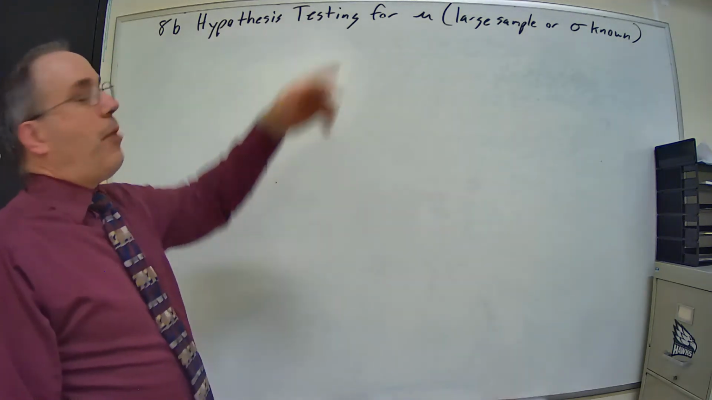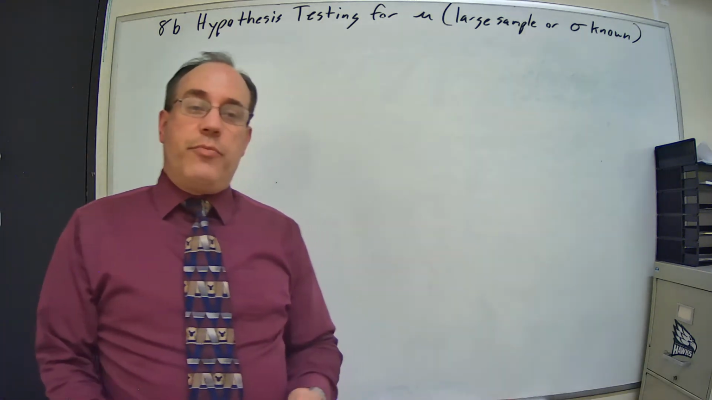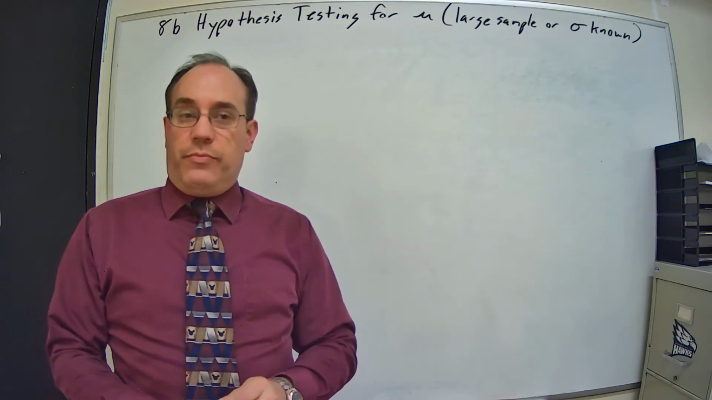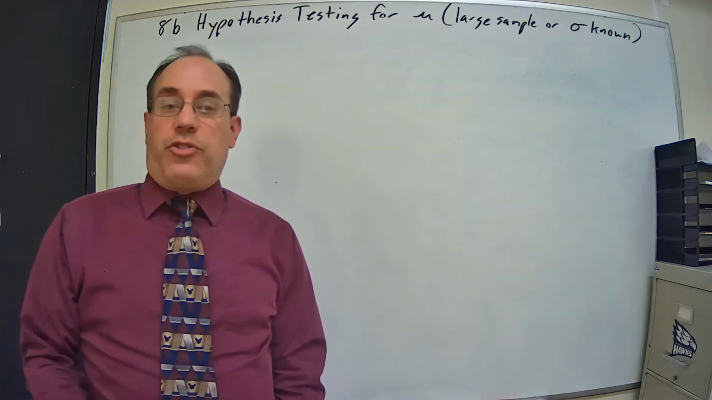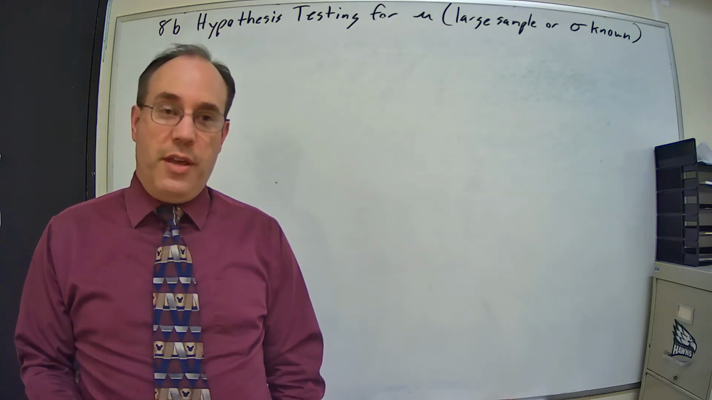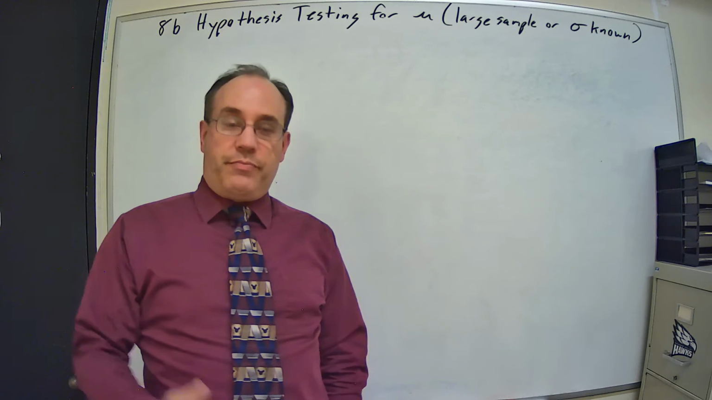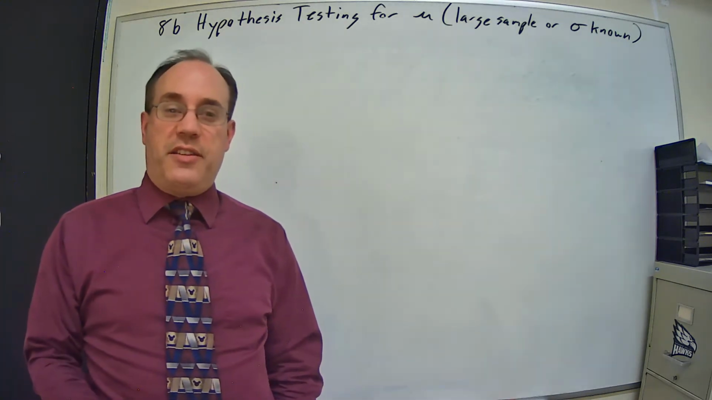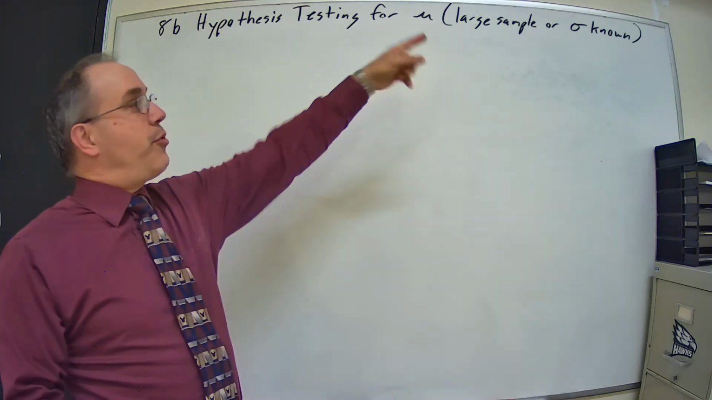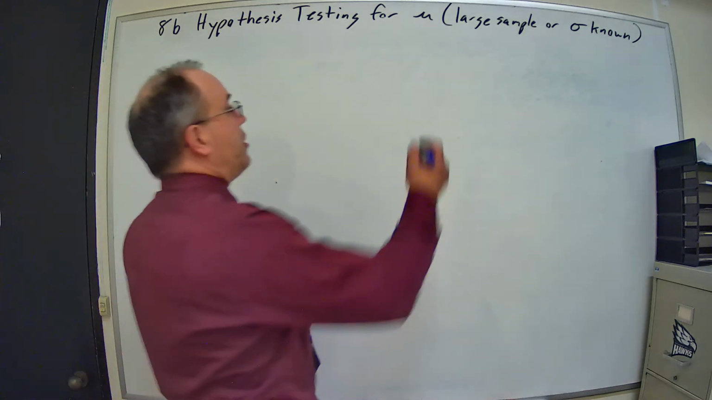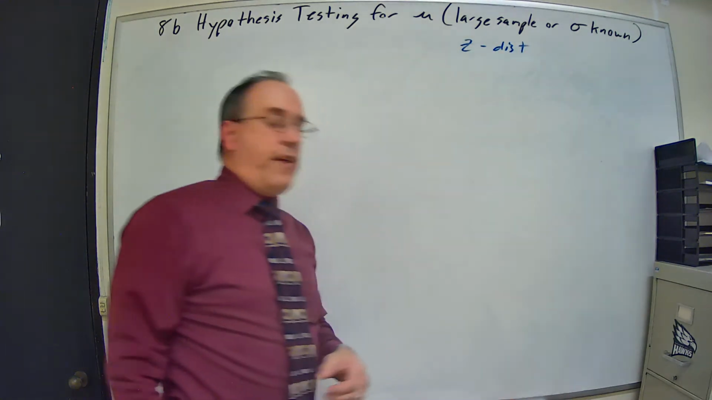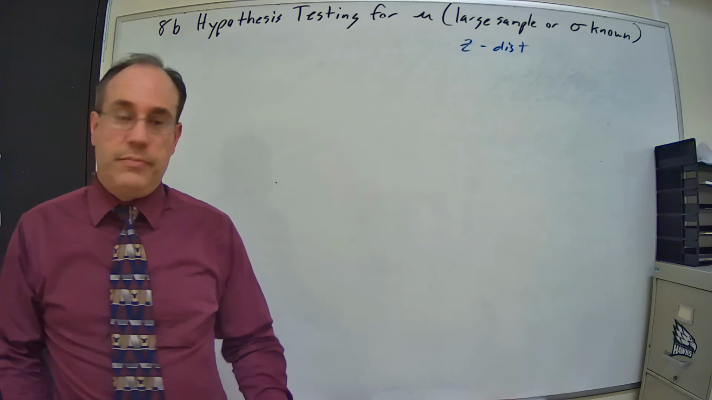Now, with hypothesis testing, we did mention previously that we can use a p-value to determine whether we're going to reject the null hypothesis or fail to reject the null hypothesis. Now, the p-value comes from using our test statistic, and in this case, since we're dealing with a large sample or a population standard deviation is known, the z-distribution. So we can find the z-score.